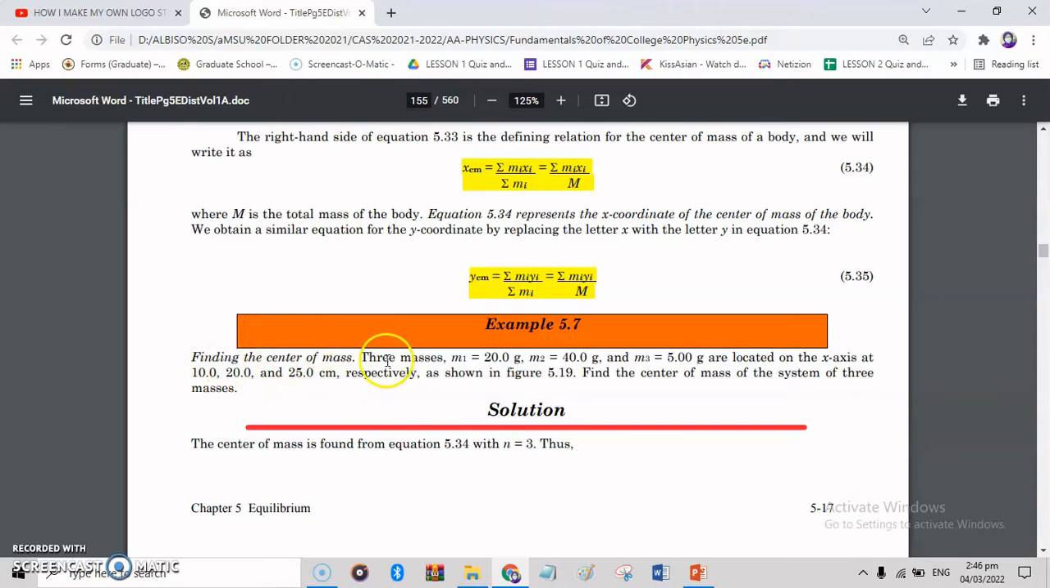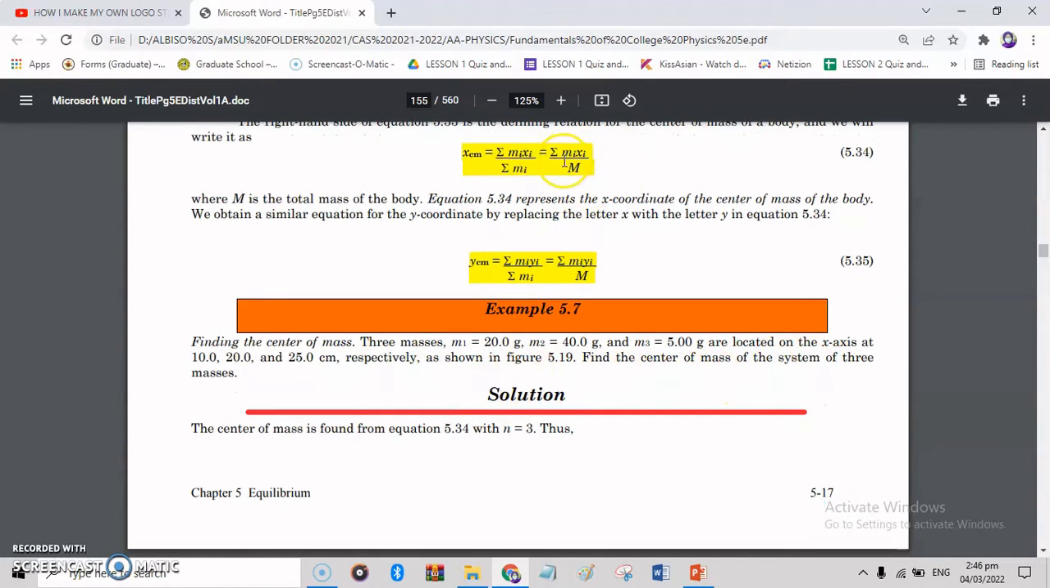Finding the center of mass. Three masses, M1 20 grams, M2 40 grams, M3 5 grams, are located on the x-axis at 10, 20, and 25 respectively. So find the center of mass of the system.